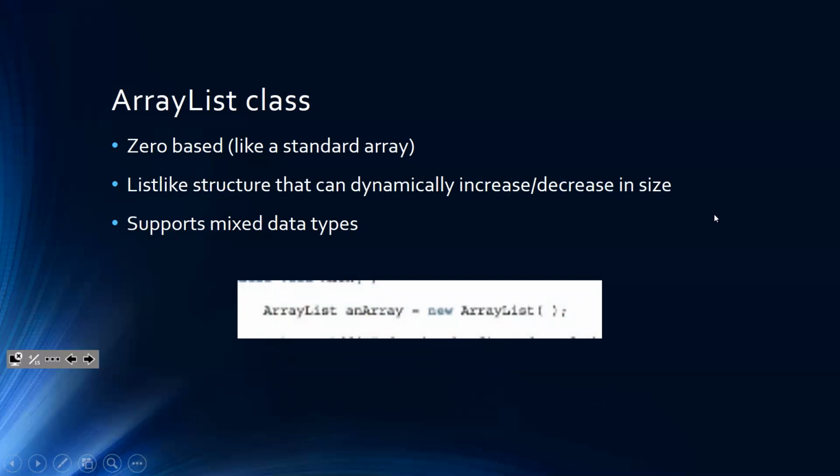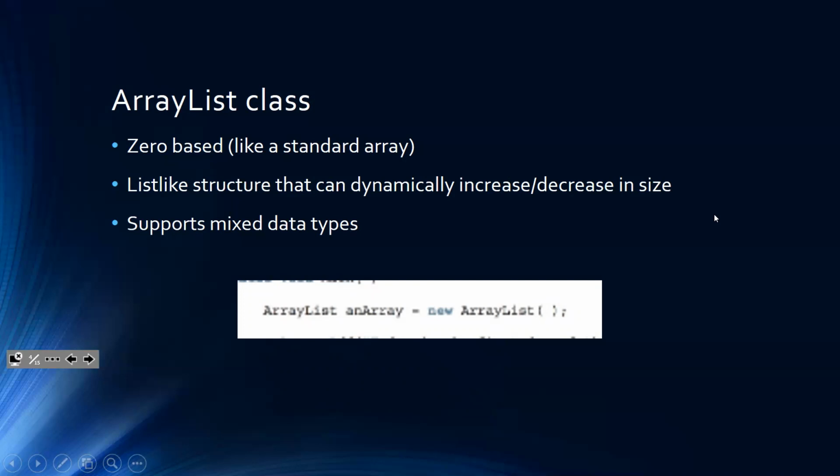Now the first one we're going to look at is the array list. And the array list is just like an array. It's zero-based, meaning that very first entry is index 0. And it's a list-like structure, but it can dynamically increase and decrease in size. So more flexible right away than an array, right? We don't have to worry about all of that. It also supports mixed data types. So a couple of those big things that are problems with arrays, we can use an array list and get away from those.